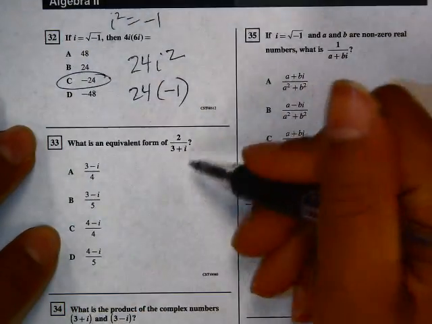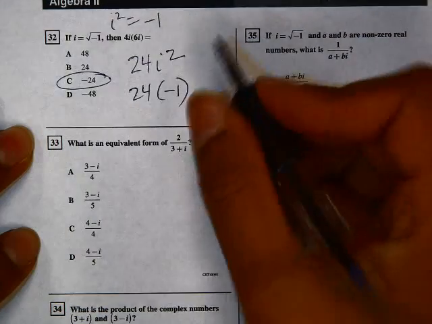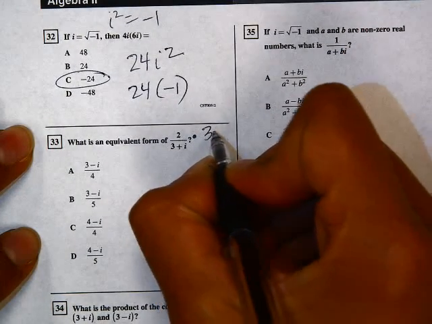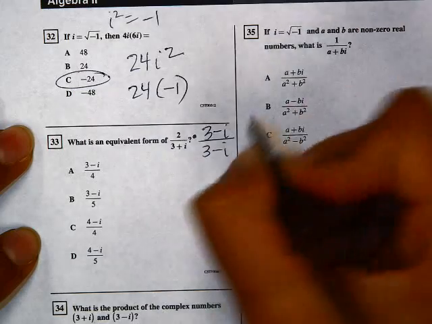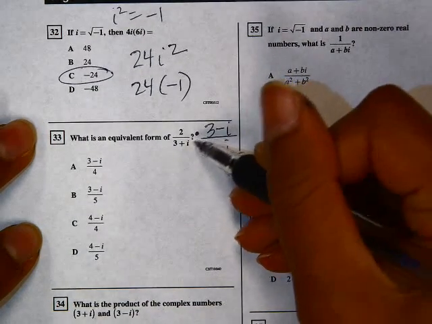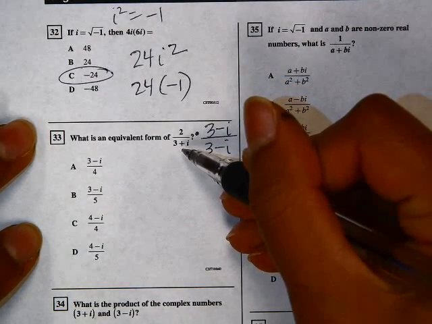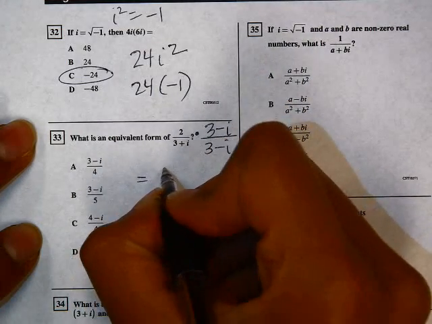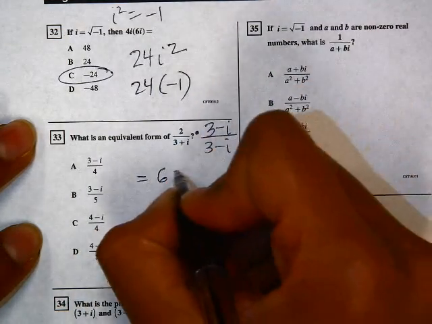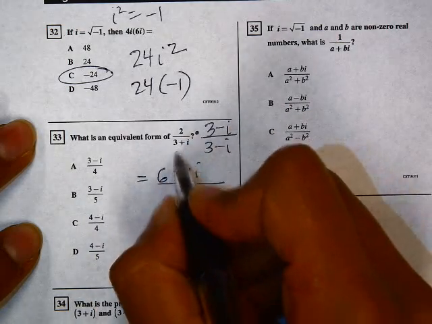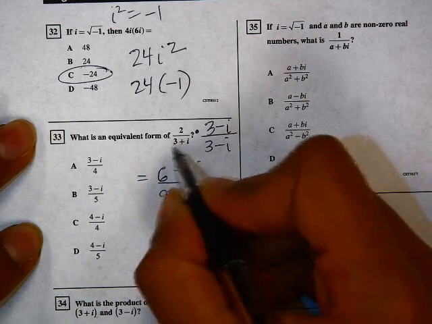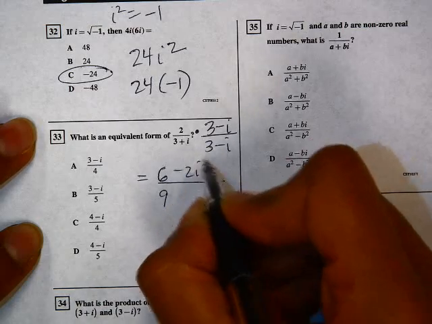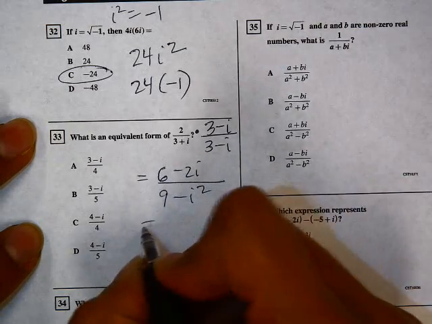Number 33, when we're dividing a complex number, we need to multiply it by the conjugate of the denominator. So if I multiply both the numerator and the denominator by the conjugate, which again means you're switching the sign of the imaginary portion only, the numerator would be 6 minus 2i. The denominator would be 9 minus 3i plus 3i cancel out, and then minus i squared.